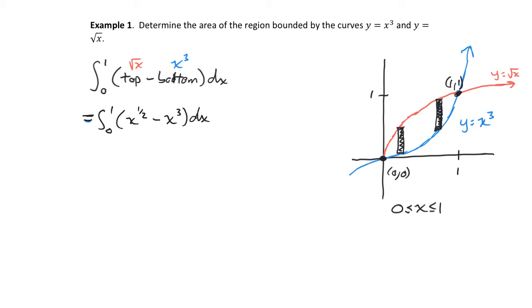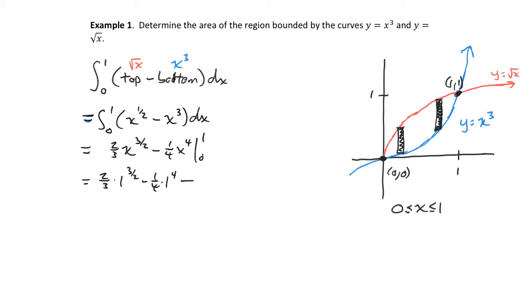And we go ahead and we integrate. Add 1 to the exponent, we end up with x to the 3/2, multiply by its reciprocal out front, 2/3, minus 1/4 x to the 4th, evaluated from 0 to 1. When we substitute in 1, we'll get 2/3 times 1 to the 3/2, minus 1/4 times 1 to the 4th.